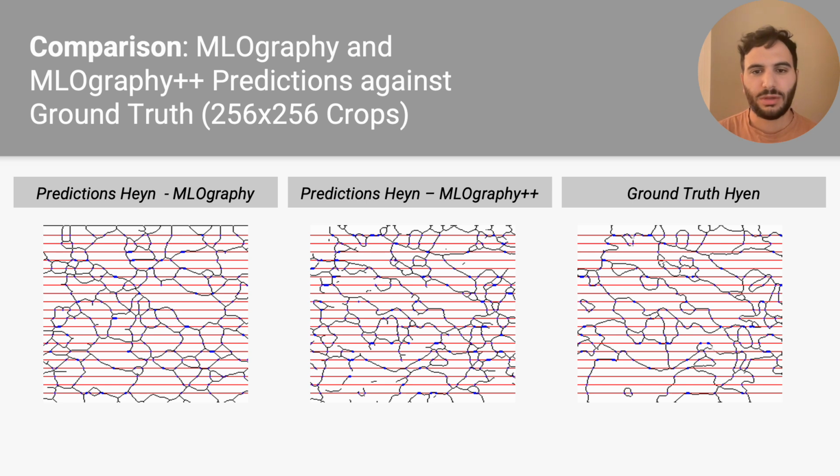On the left, we see MLOgraphy predictions. Many boundaries are missed or fragmented. In the center, MLOgraphy++ shows clearer and more continuous grain boundaries, closer to the ground truth on the right. This visual comparison highlights MLOgraphy++'s better alignment with the true grain structure, improving measurement reliability.